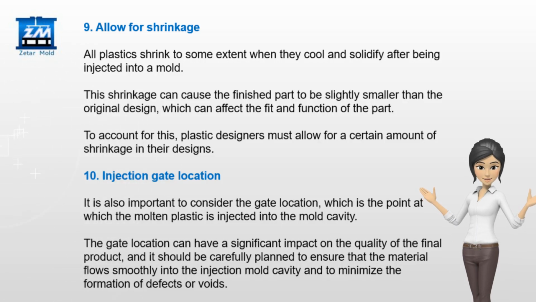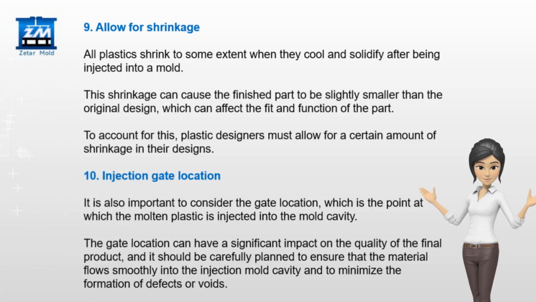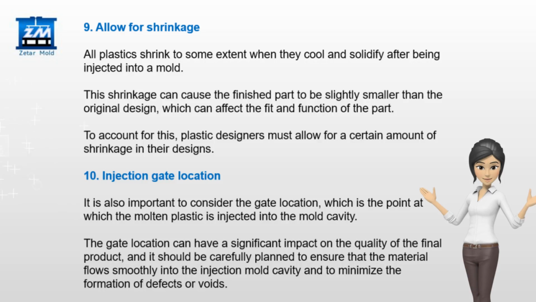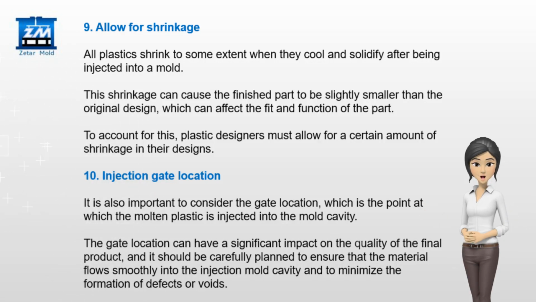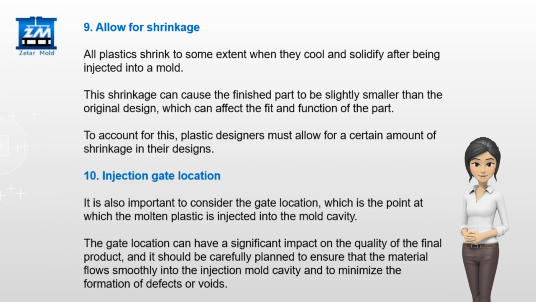Injection gate location. It is also important to consider the gate location, which is the point at which the molten plastic is injected into the mold cavity. The gate location can have a significant impact on the quality of the final product, and it should be carefully planned to ensure that the material flows smoothly into the injection mold cavity and to minimize the formation of defects or voids.